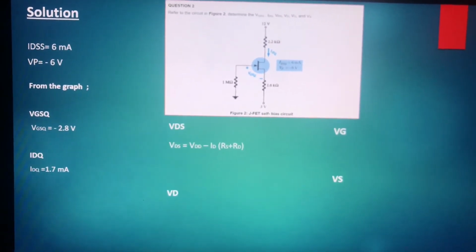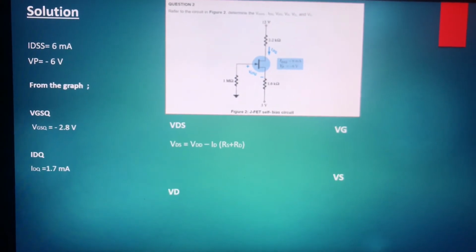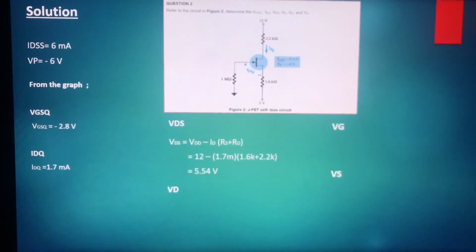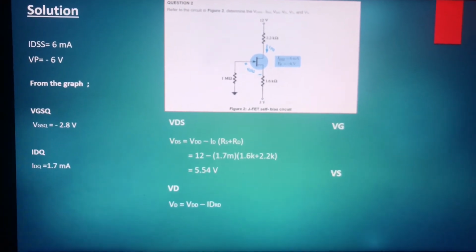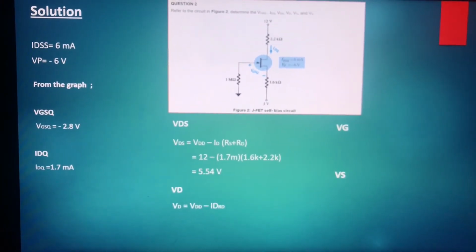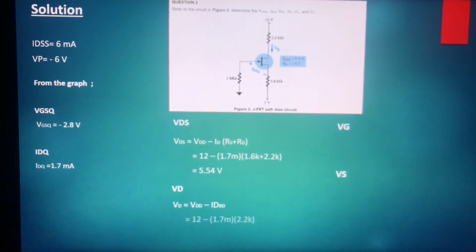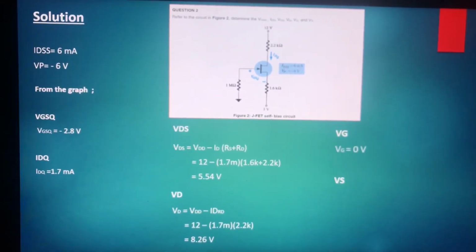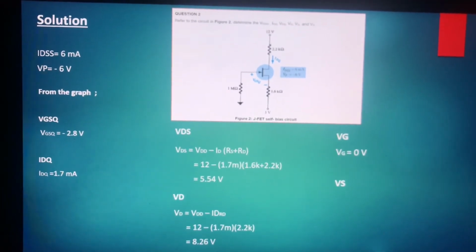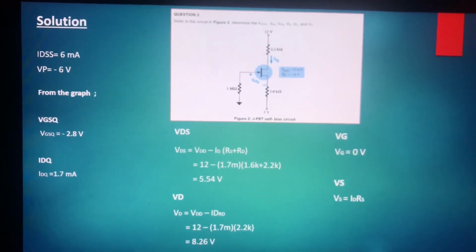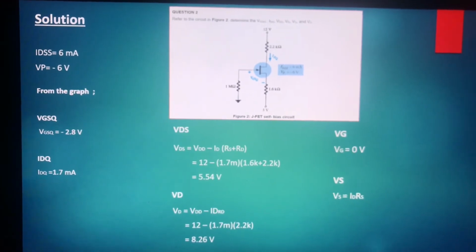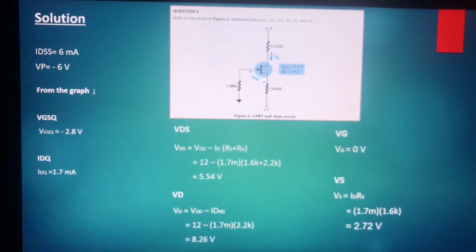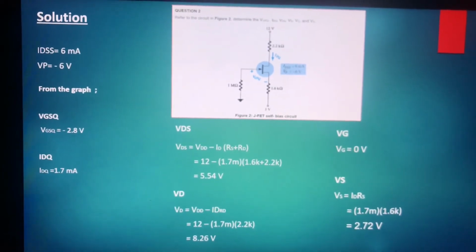For the VDS, the formula is VDD minus ID in bracket RS plus RD, we can get the value is 5.54 volt. And for VD is VDD minus ID RD, so we can get the value 8.26 volt. And for the VG is 0 volt. And for the VS, the formula of VS is ID times RS. We replace the value and we can get 2.72 volt.